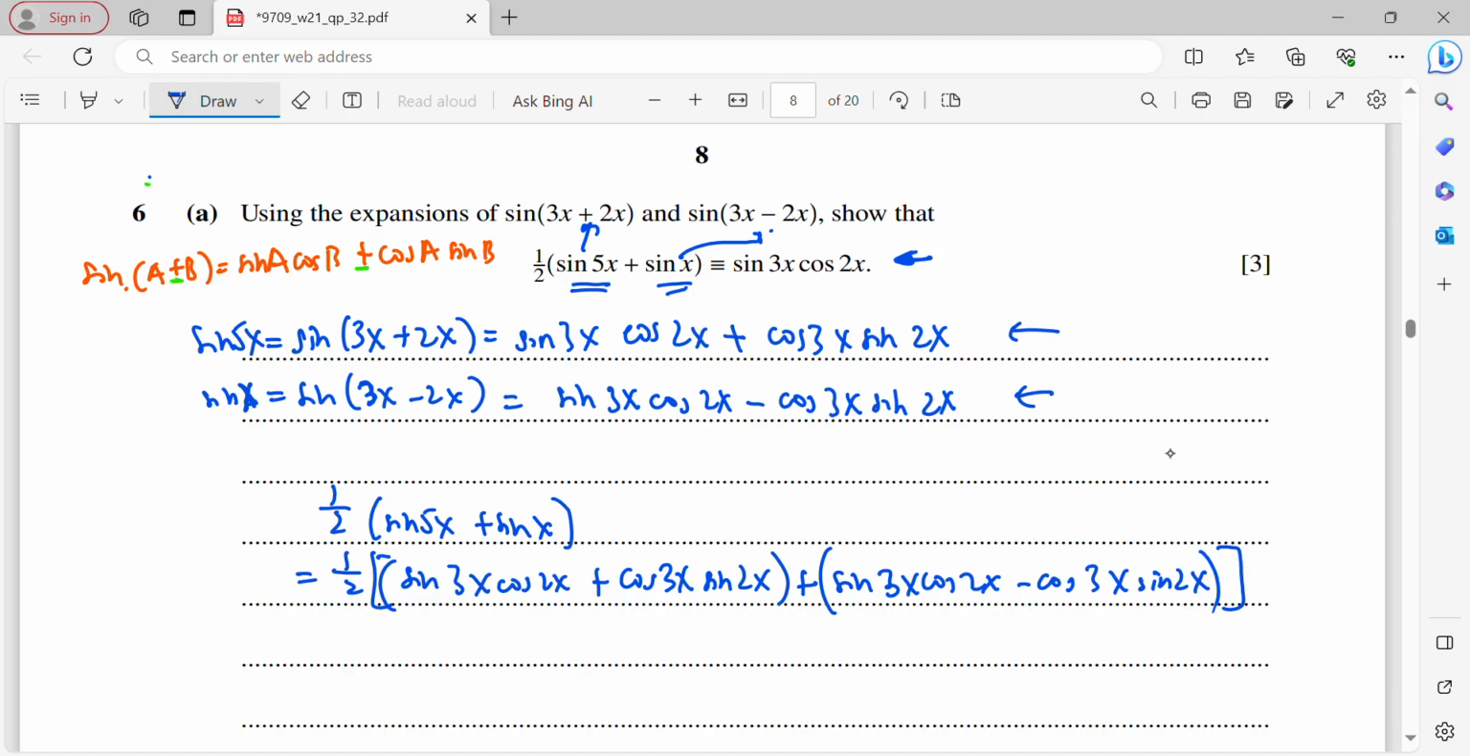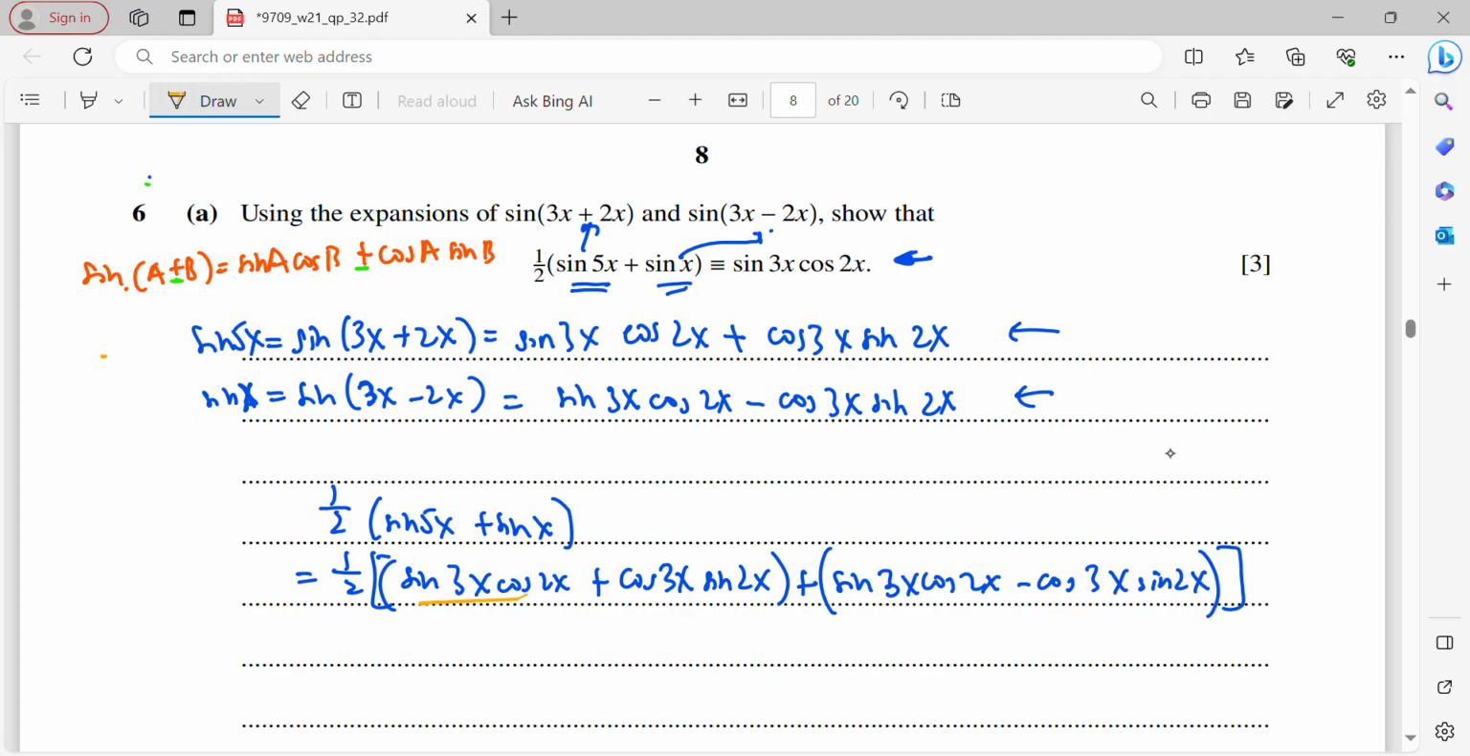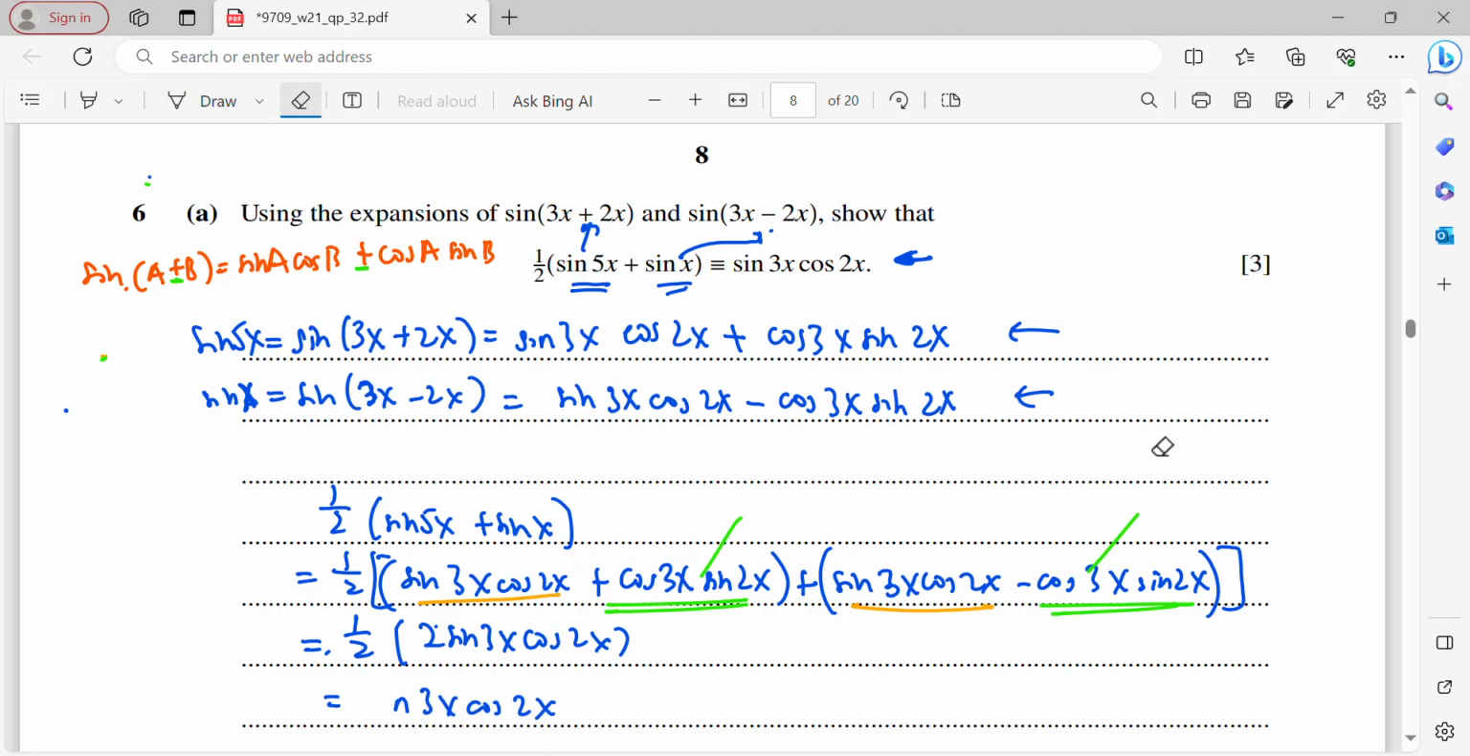Then now I simplify. Sine 3x cos 2x, sine 3x cos 2x. It will be double. But when you look at the next one, this is plus, here is minus, which means it will be cancelled off. So I will be getting half times 2 sine 3x cos 2x. The half and 2 can cancel off. It becomes sine 3x cos 2x. So that's all for this question.